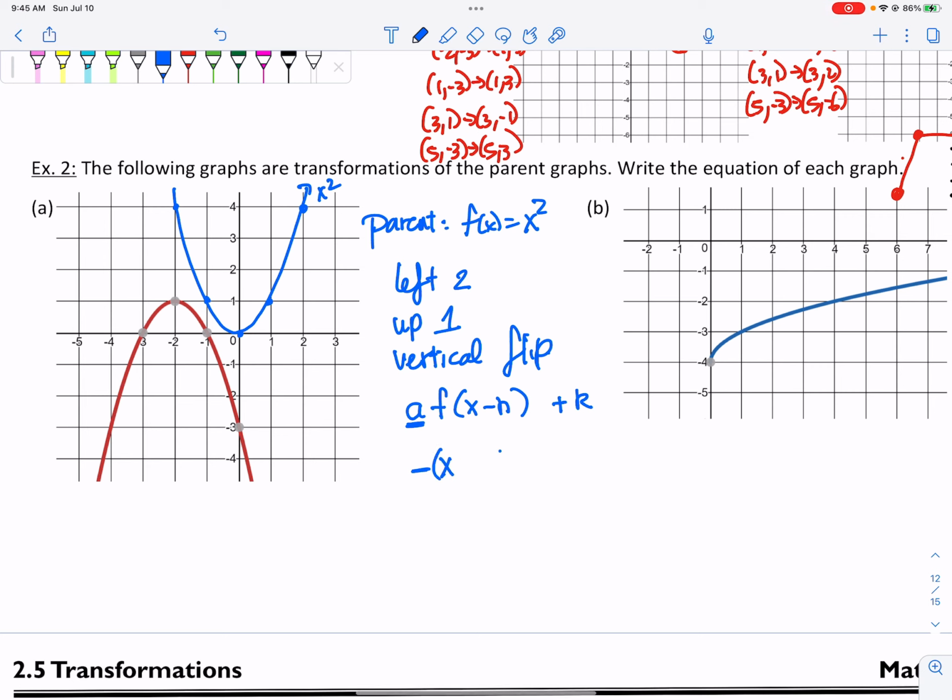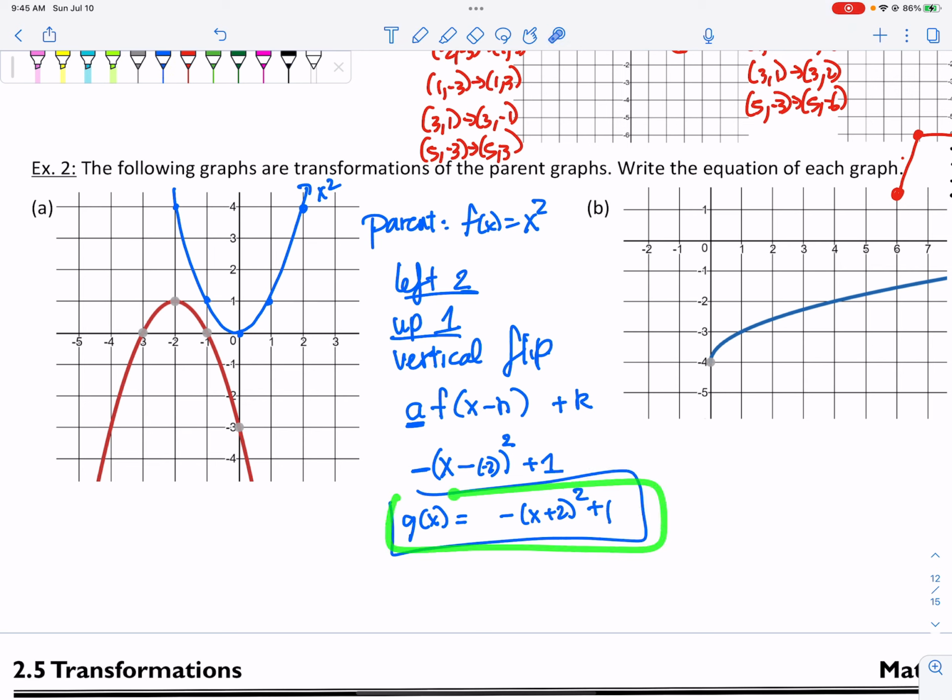But remember the input, instead of x squared, because of the horizontal shift of 2 units to the left, we're going to have x plus 2, or we can say x minus a negative 2. And then because of the up 1, we're going to add 1 outside of the parentheses squared. Let's simplify this a little bit. So g of x, let's call that function g of x, equals negative (x plus 2) squared plus 1. So this function is represented by this graph.